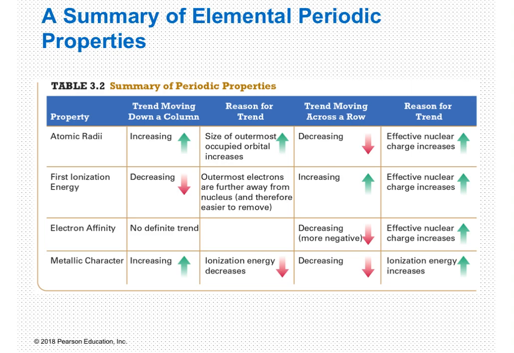And here's a summary of the periodic trends in table format if you prefer that. So again, we have gone over atomic radii trends, ionization energy trends, electron affinity, and metallic character. That's it for this lecture as well as chapter 3.